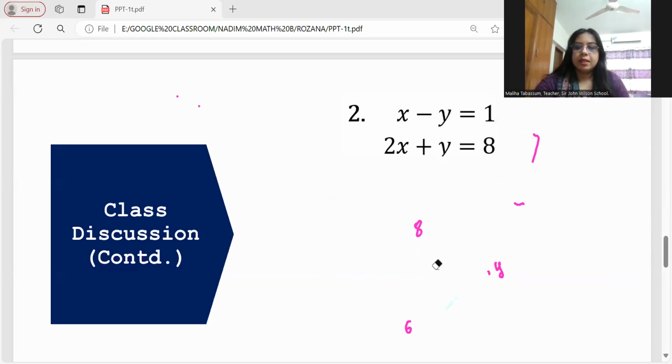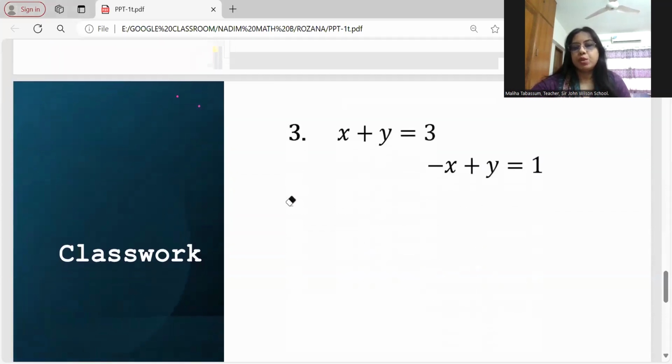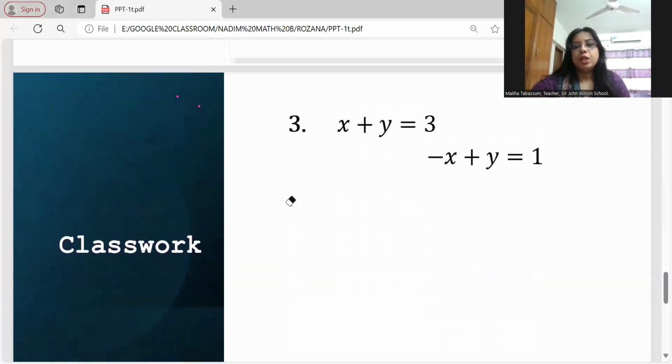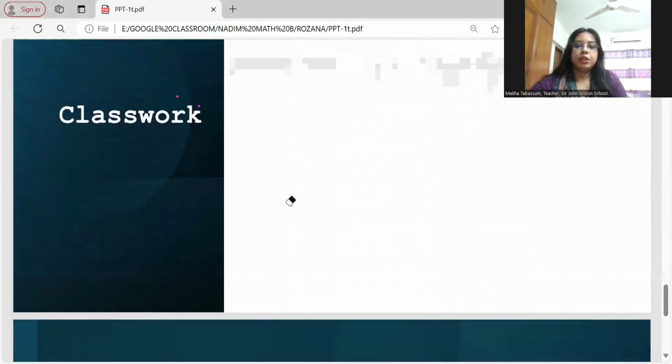And now we will move to our next example and I will give you some time to solve by yourself. This is easy. x plus y equals 3 and minus x plus y equals 1. So what you can do, you can add these two equations in the elimination method. Plus x and minus x will be cancelled out. Also, you can do the substitution method if you wish to. So it's up to you which method you will follow.